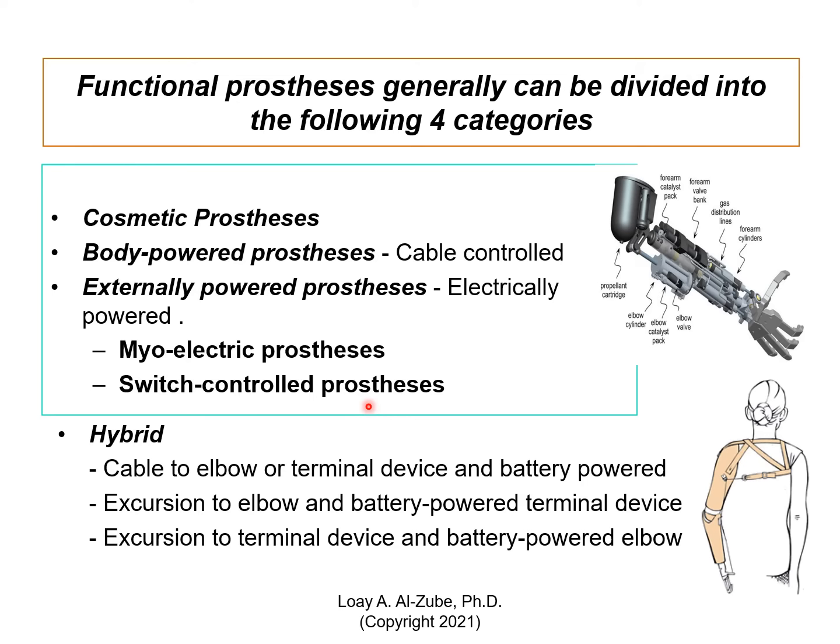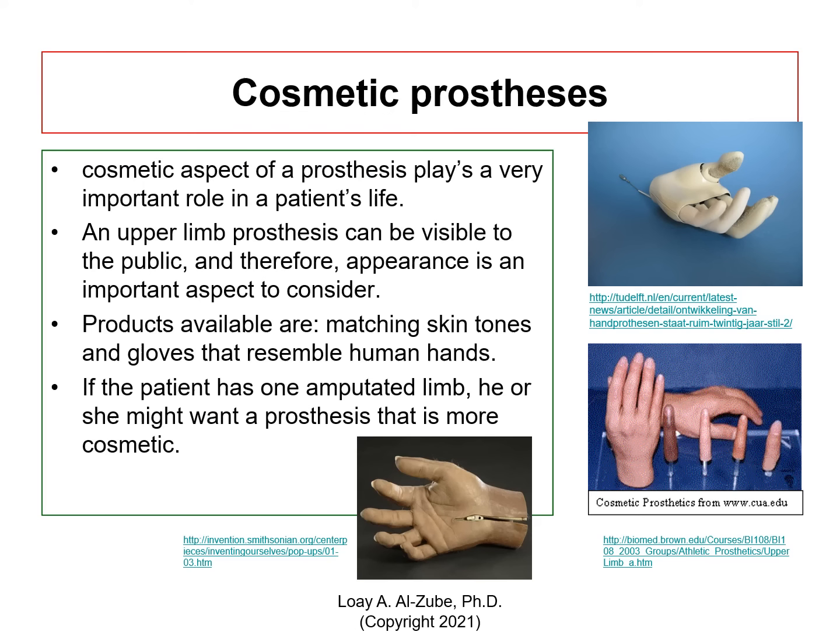Then we have hybrid, which is cable to elbow, terminal device with battery power, a mix between the two of these. And those are examples of the excursion to elbow, excursion to terminal device, and the powered elbow. I want to make sure that we know the terminology of the definition of those, and we would like to be focusing on electrical power prostheses. That's the main goal. Cosmetic prostheses, these are types of some prosthetics.